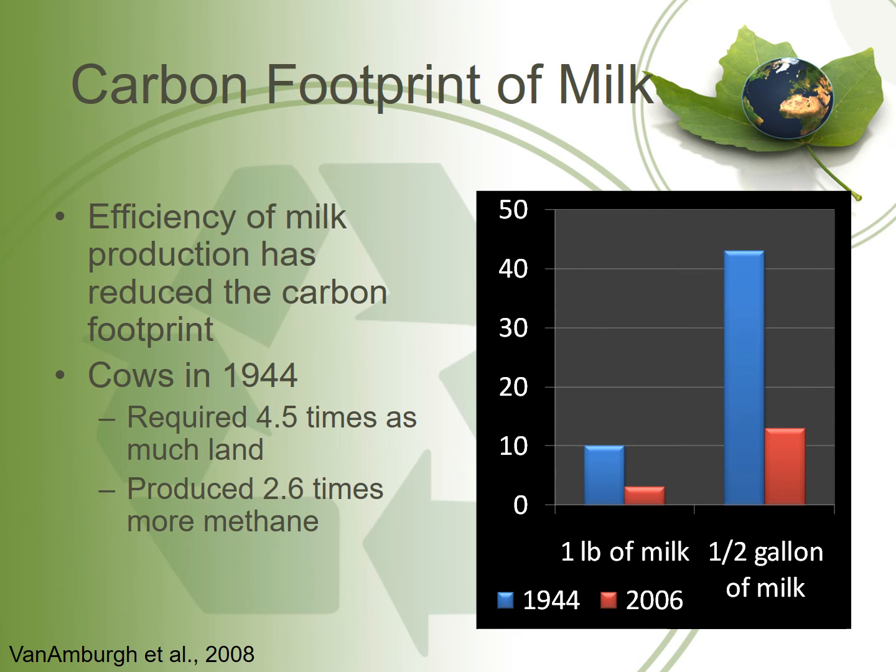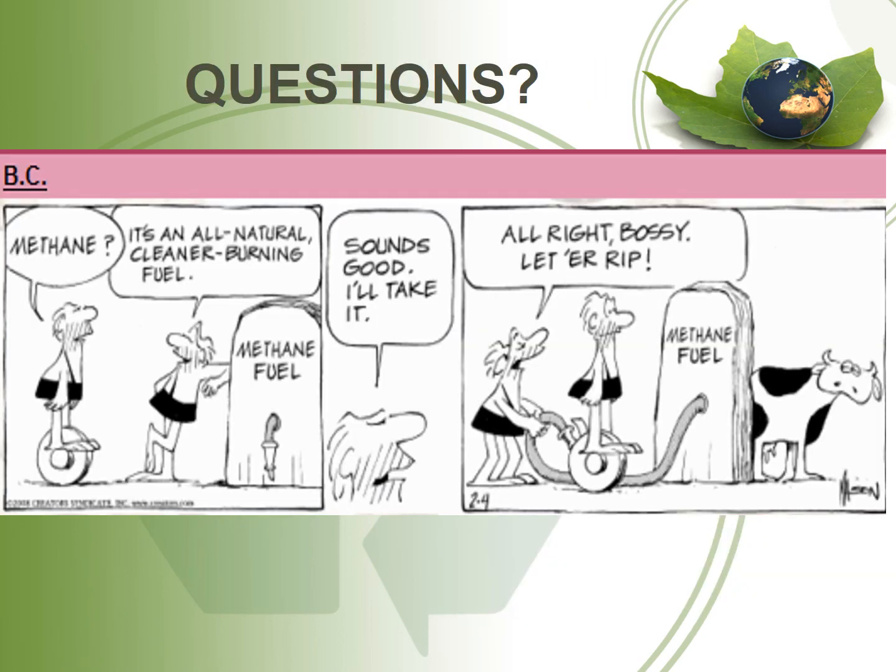When we look at the carbon footprint of milk, we are really efficient. Compared to 1944 to 2006, we have decreased the land that we needed by 4 times, and the methane, we've decreased that by 2.6 times. So we are really efficient in producing milk compared to 1944.